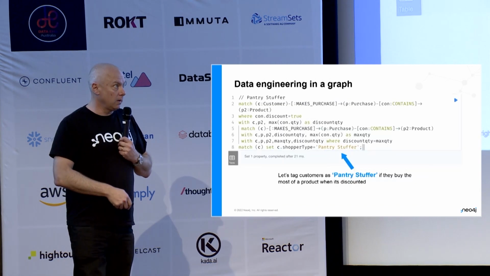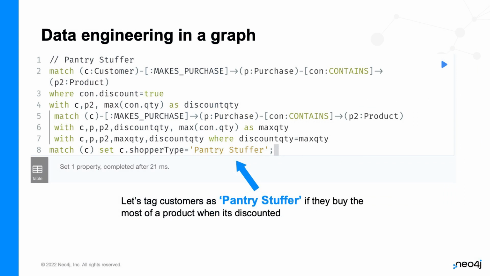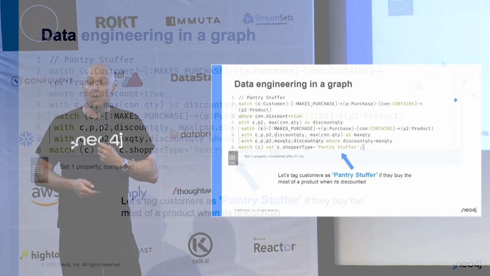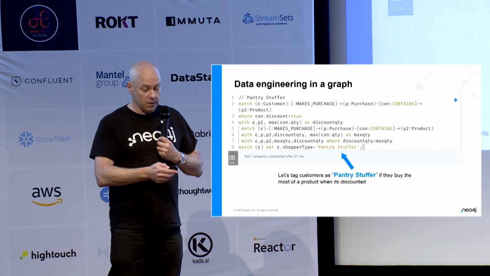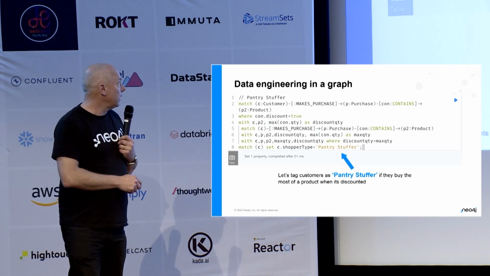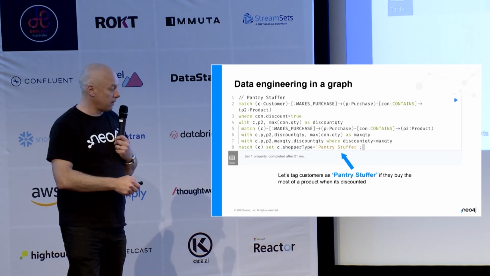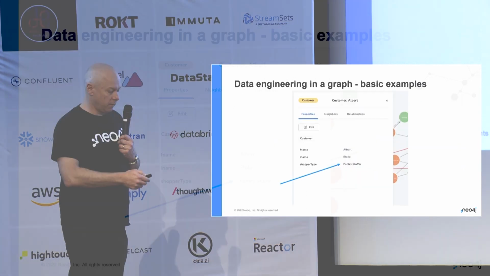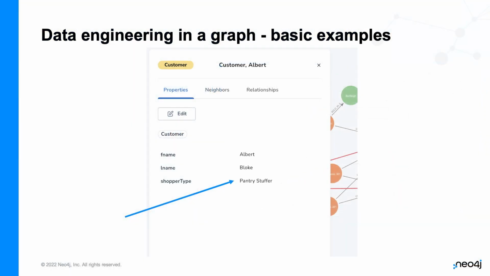You may also want to attribute your customers. Some of you in retail have heard the term pantry stuffer, where customers buy more of something when it's on sale. So we can run some analysis to see if that's in fact the case, and we can set the shopper type to be a pantry stuffer. Then in the attributes for Albert, he's now been classified as a pantry stuffer, and we can use this. I'm going to come back to how we can use this in a moment.